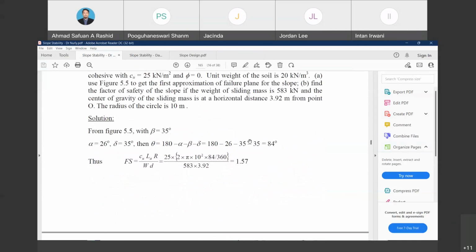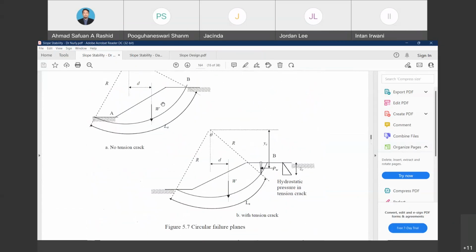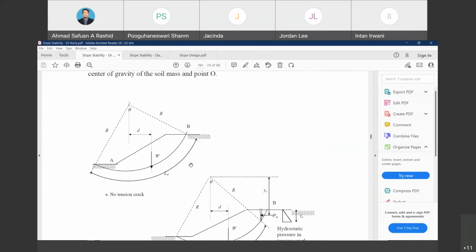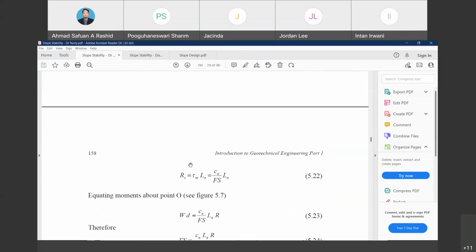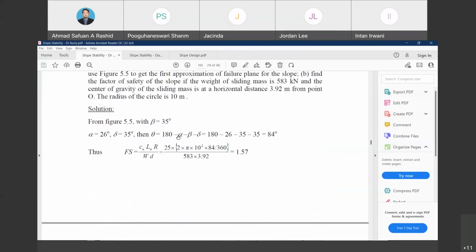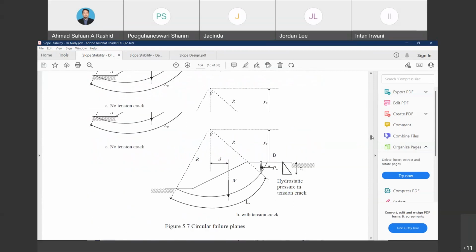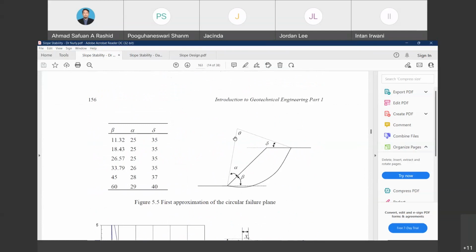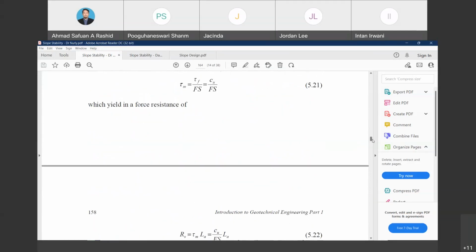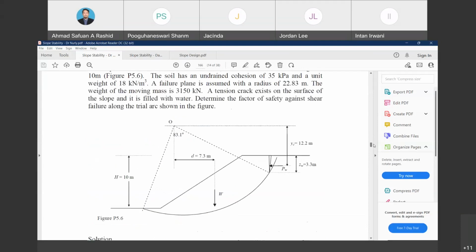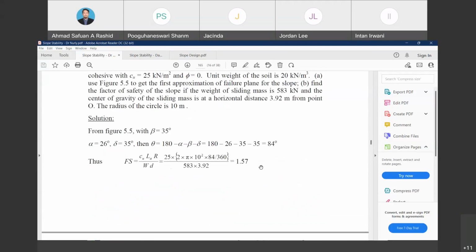Because Dr. Noli doesn't show the construction using figure 5.5, the theta that we want to investigate means we need to construct first, then determine the theta. We have alpha already as 26, beta is 35, and sigma is 35. So we can get the theta value by subtracting alpha, beta, and sigma from 180. The value of theta is equal to 84.